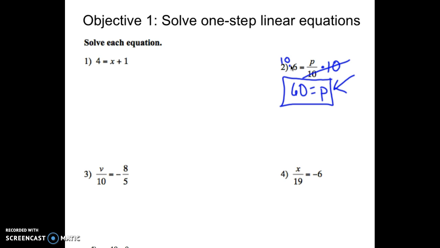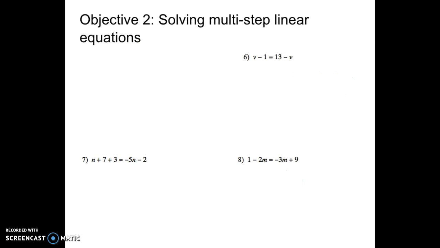Number 3 and 4 you can do on your own, and number 1 is very simple too. In order to get a variable by itself, you have to do the opposite operation of the numbers that exist around it. At this point you can either pause the video and do 1, 3, and 4, or move on to objective 2. Actually, why don't you leave 1, 3, and 4 alone for now and move on to objective 2.